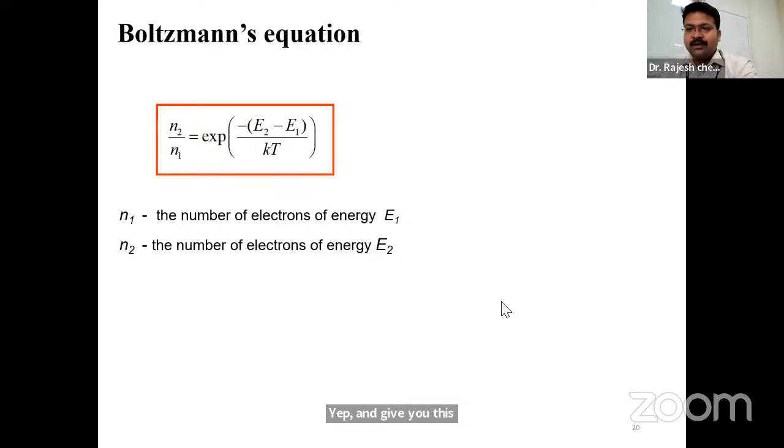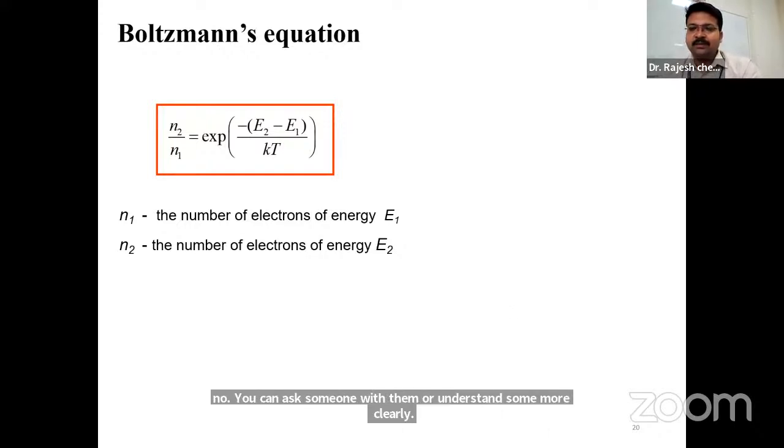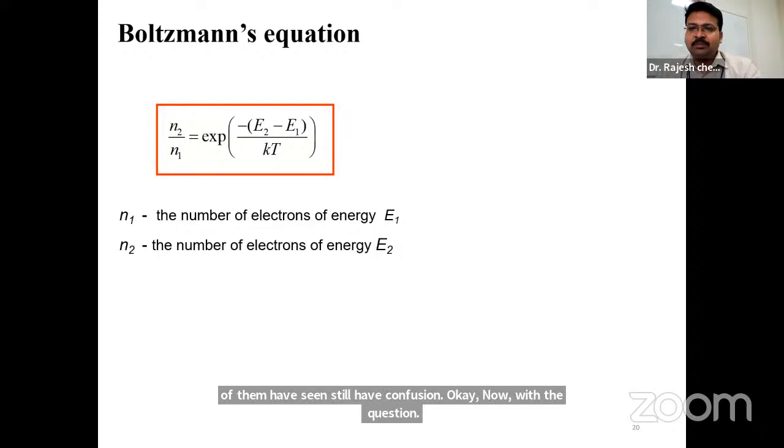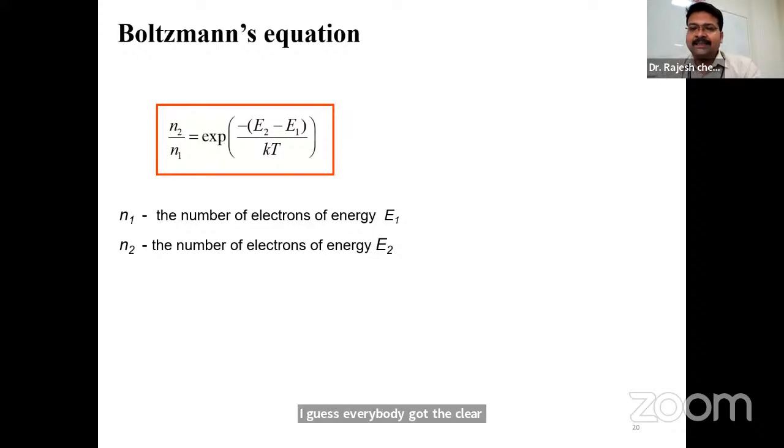Yes, now some of them understand somewhat clearly, and some of them still have confusion. Okay, now with the questions, I guess everybody got a clear picture about the lasing action. What is the laser? What is absorption? What is emission? What is stimulated emission? What is spontaneous emission? Right?